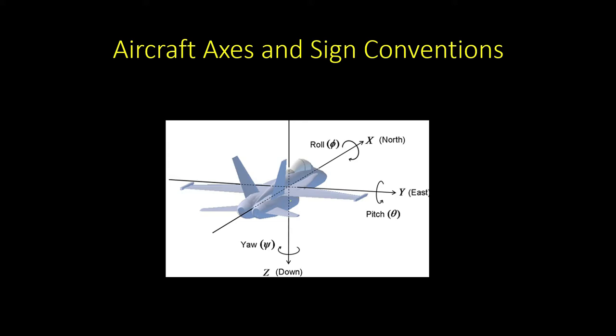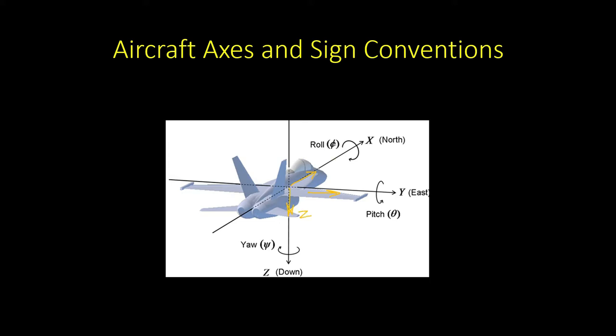So when I'm saying right wing, consider yourself to be seated in the pilot seat, then your right will be the positive y-axis. So this is the positive y-axis, this is positive x-axis, and when you look down from the aircraft, this is positive z-axis.